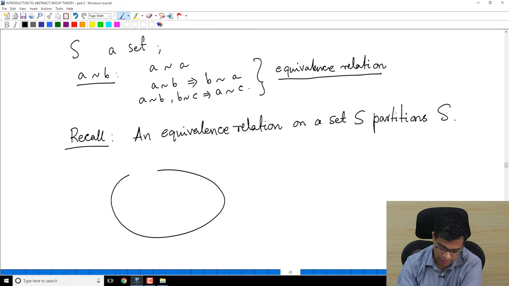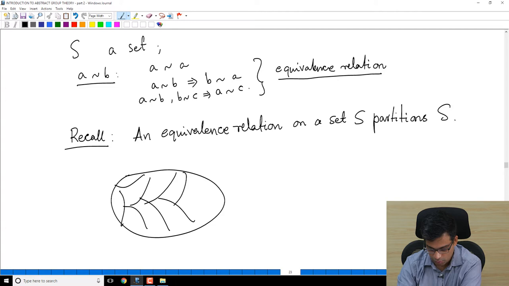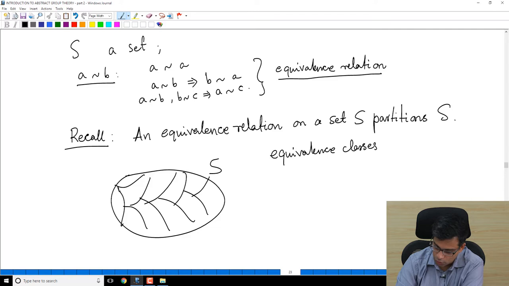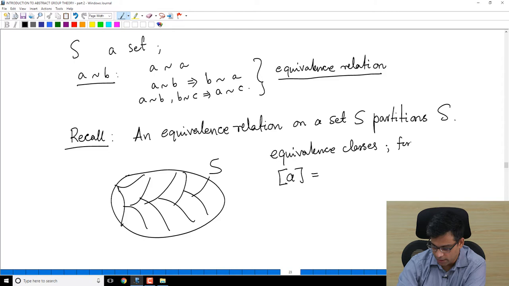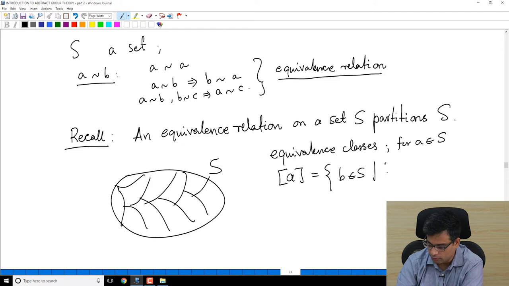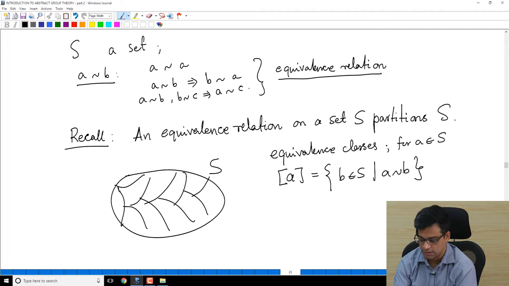But if S is given like this, you consider equivalence classes. What are equivalence classes? Equivalence classes are simply, if you fix A in S, the equivalence class is all elements in S which are equivalent to A. Whether A is related to B or B is related to A is not important because of the symmetric property of the equivalence relation. So these are the equivalence classes.